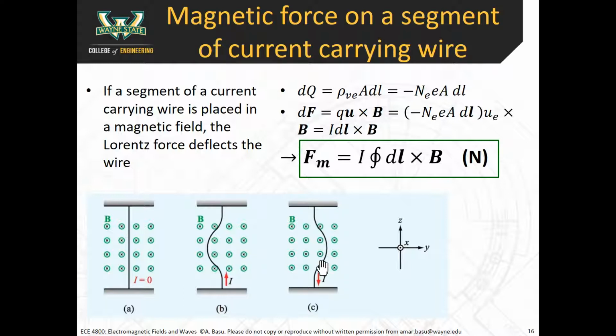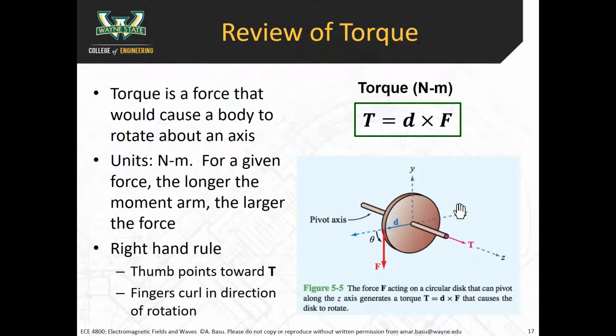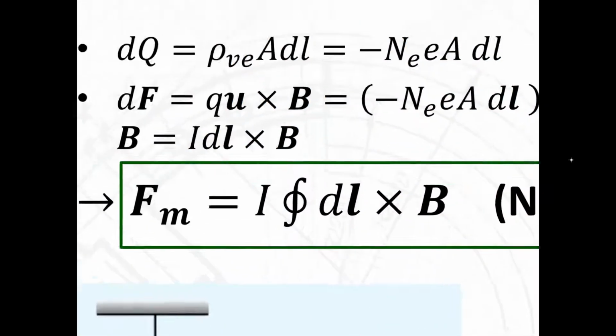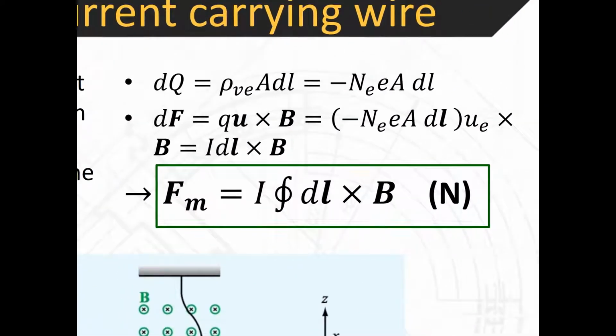All right, any questions about that? So this is just a deflection on a wire. Now we can actually calculate how much force we get. What we're doing here is looking at each section of the wire. If you imagine breaking up the wire into small chunks, little segments, each one of those segments will have a small amount of charge in it, and we can call that charge dq.